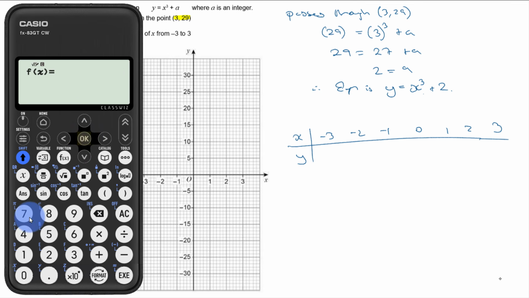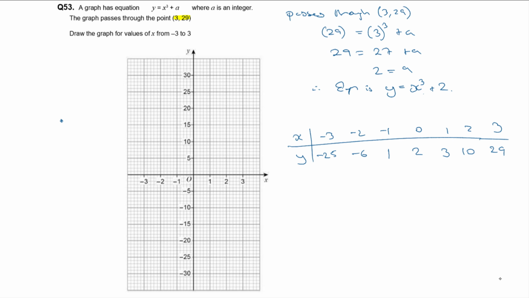Just want f of x for this one, and I'm going to type in the function x cubed plus 2. Just typing that in, and then you can see my table is now populated. At -3 I've got the value of -25, at -2 I've got -6, at -1 I've got 1, at 0 I've got 2, at 1 I've got 3, at 2 I've got 10, and at 3 I've got 29. So they're all my values that I need to plot.